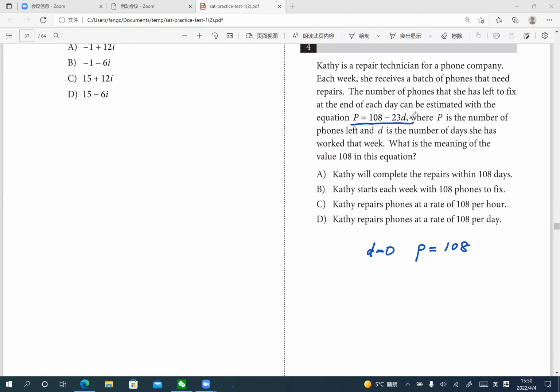From the equation, we can tell when D equals 0, P equals 108, which means the initial number of phones that need to be fixed is 108. So we should choose option B. Cassie starts each week with 108 phones to fix.